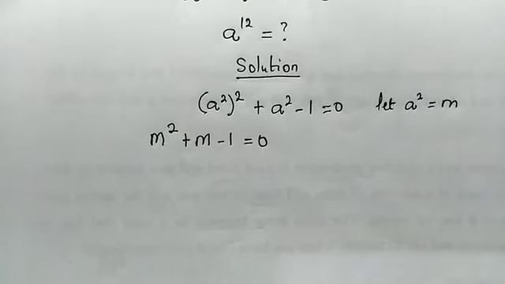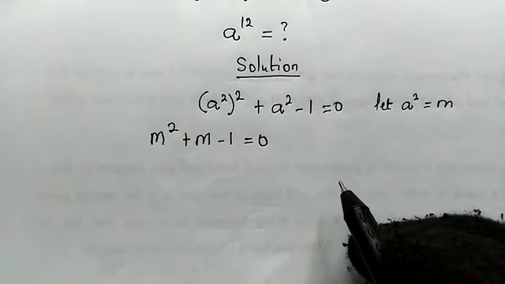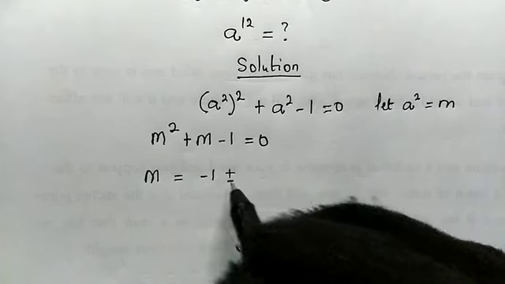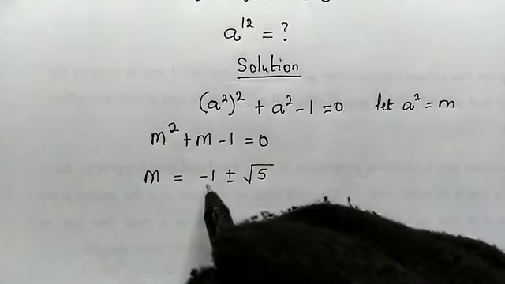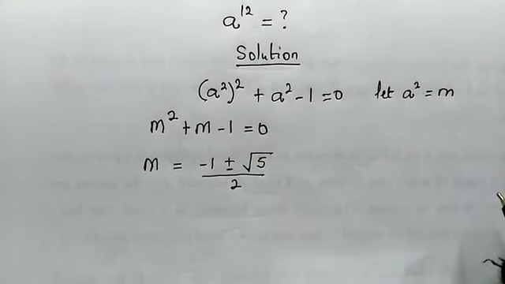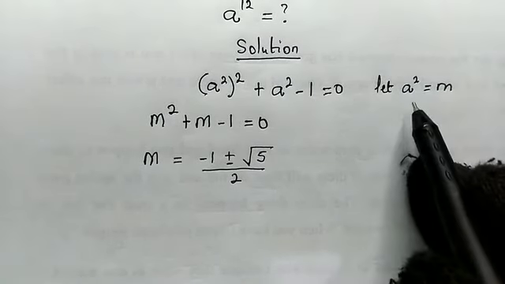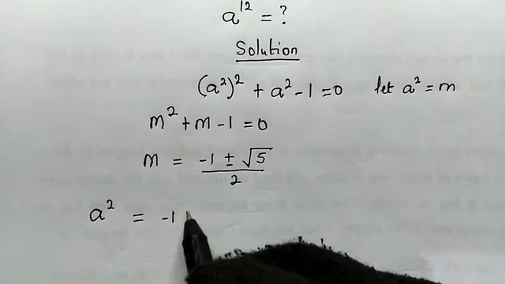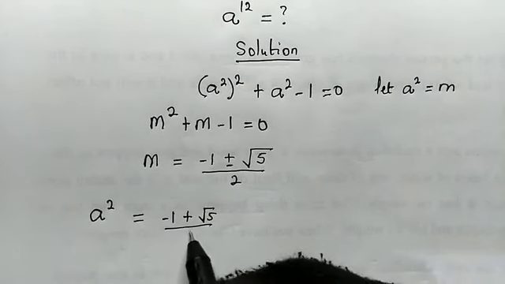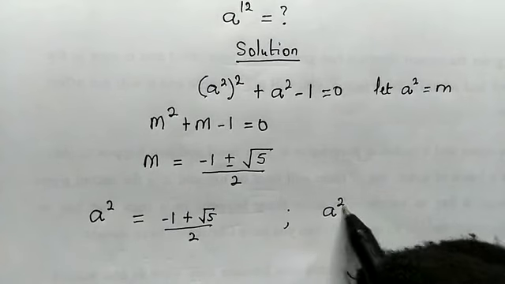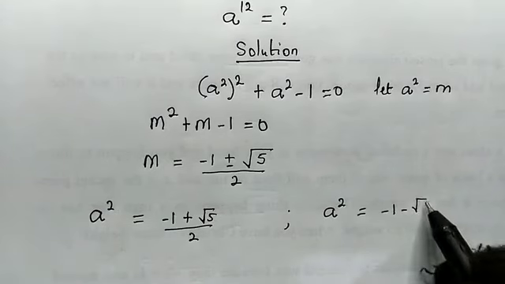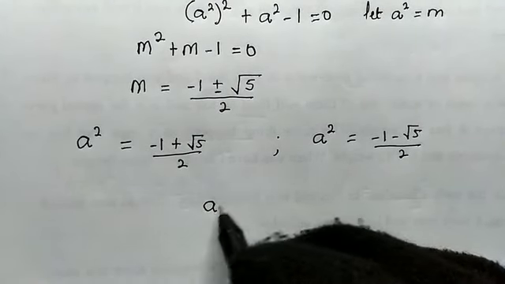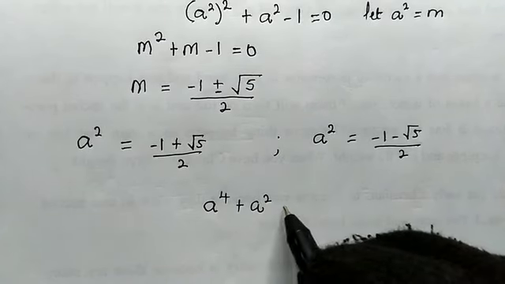So from here, we're going to solve for the value of m, and we're going to make use of the general quadratic formula, right? So we have m is equal to negative b, which is negative 1, plus or minus the square root of b squared minus 4ac, which is the square root of 5 here, then divided by 2. Okay, now from here, let us recall that a squared equals m. So here we have a to the power of 2 is equal to negative 1 plus root of 5 divided by 2, and also a to the power of 2 is equal to negative 1 minus root of 5, then divided by 2.